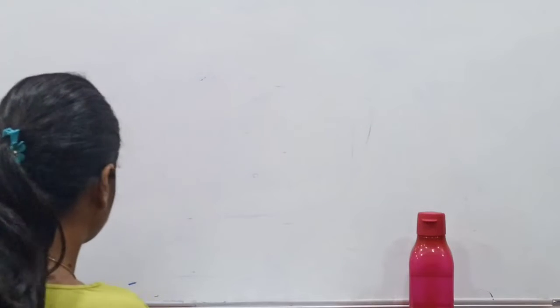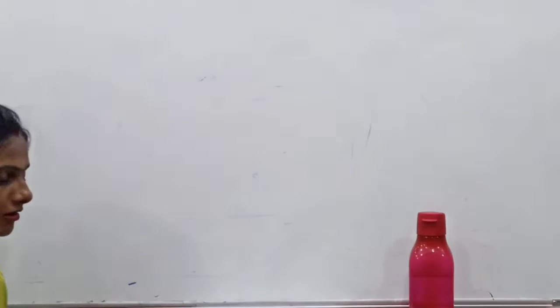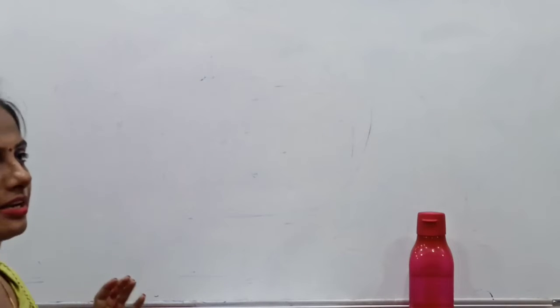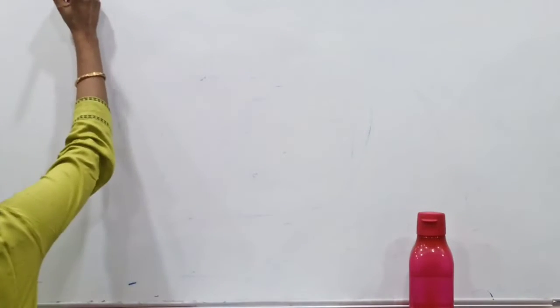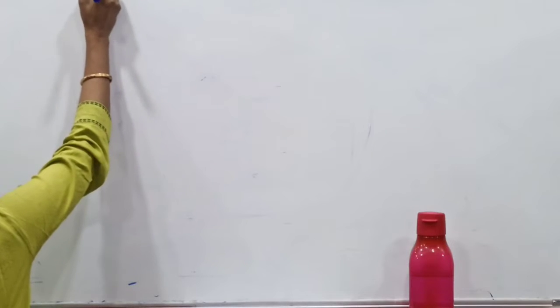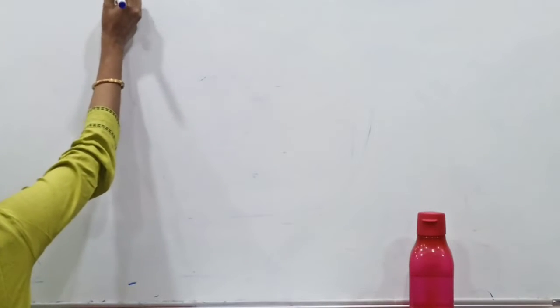So let me first of all explain the rule of how to solve a fraction. Suppose there is an expression where plus, minus, divide, of, brackets and all are given. Which one do we have to do first? There is a rule called BODMAS. Everyone has heard about BODMAS.